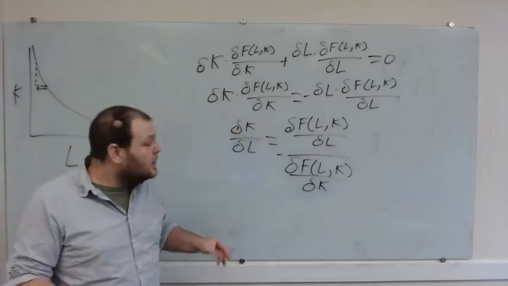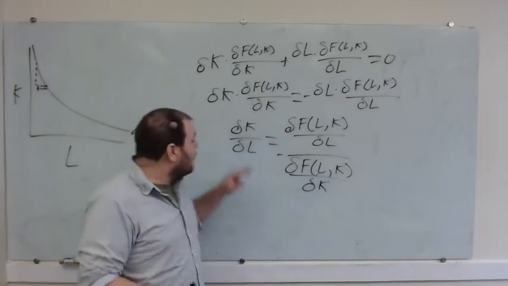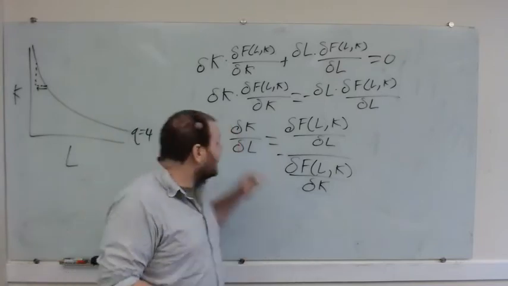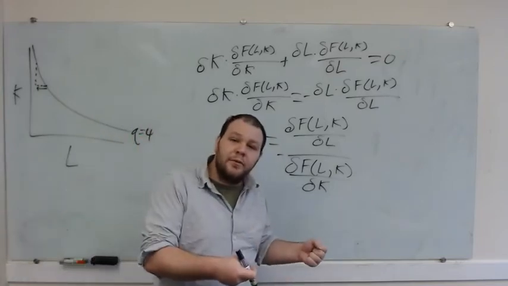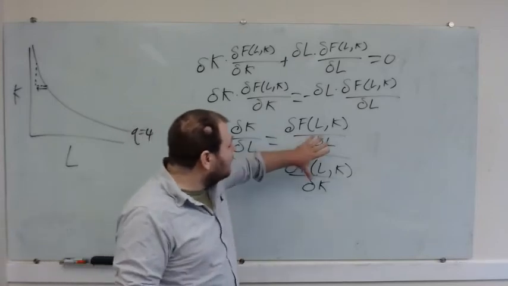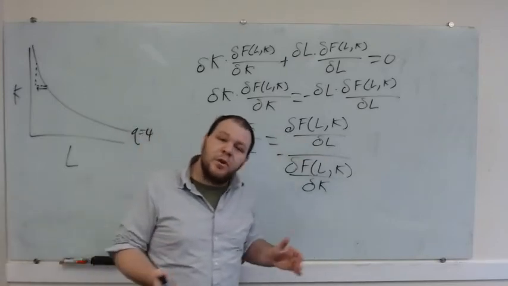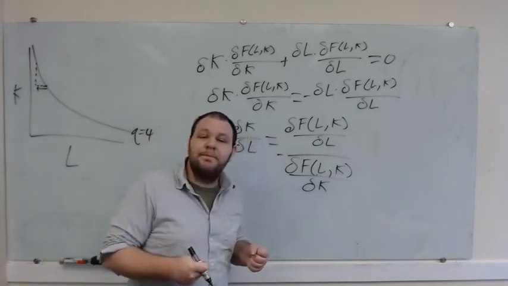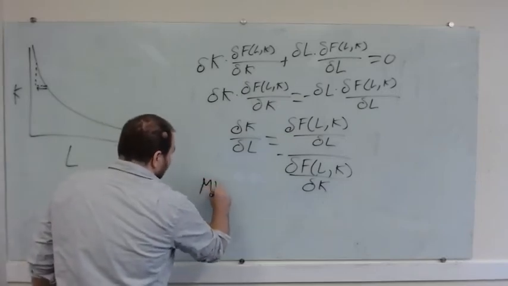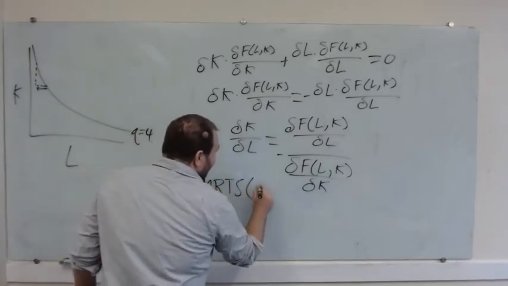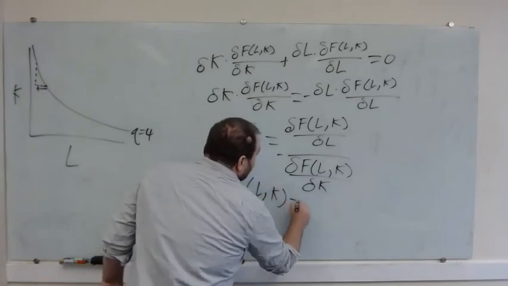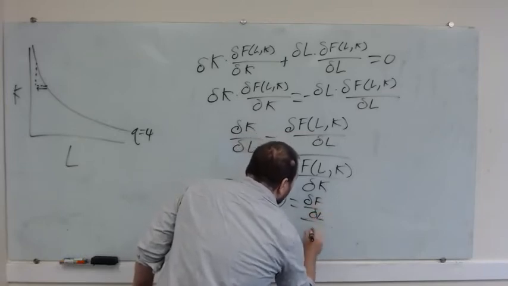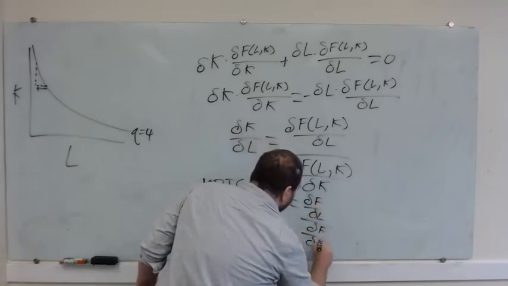Why does this make sense? The more productive a worker is, the more capital it's going to take to replace that worker. The more productive capital is, the less capital it's going to take to replace that worker, right? So this is going to remind you of the marginal rate of substitution. We're going to call this our marginal rate of technical substitution, or technological substitution, right? So our MRTS of L and K is going to equal this thing, dF/dL over dF/dK.